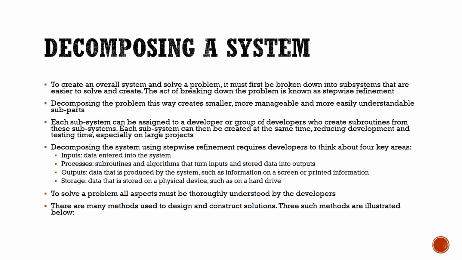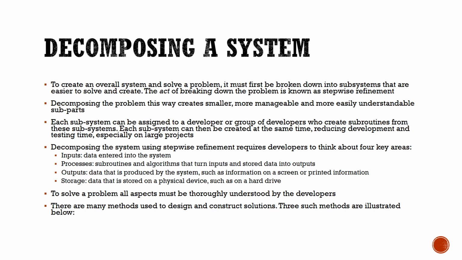Output is basically data that is produced by the system, such as information on a screen or printed information. Storage is data that is stored on a physical device such as hard drives, flash drives, and any external medium. To solve a problem, all aspects must be thoroughly understood by the developer.